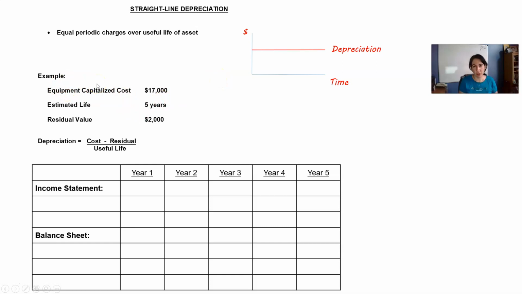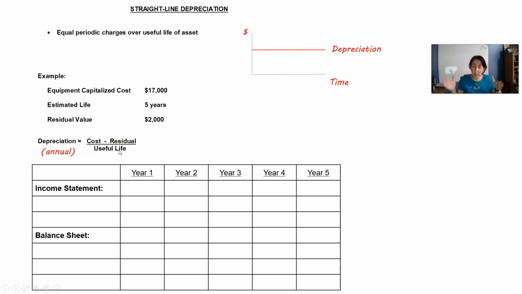The best way to show you depreciation is to do it with some numbers. You've got equipment that cost you $17,000. Its estimated life is 5 years, and the residual value, the value when we're done using it, is $2,000. This is the formula for straight line depreciation, okay? And it gives you the annual depreciation amount, meaning the amount for the entire year. So it's the cost of the asset minus any residual value over however many years you're going to use it.